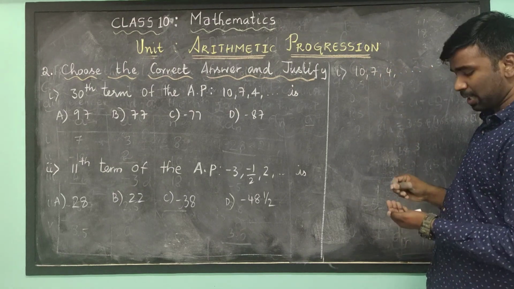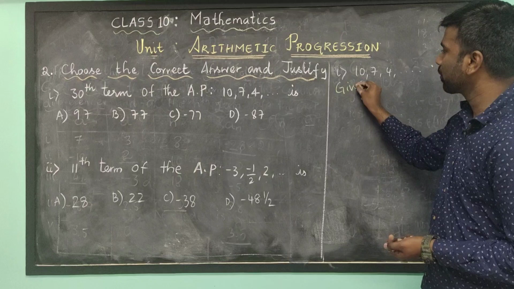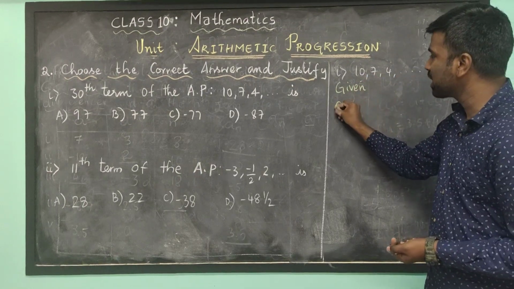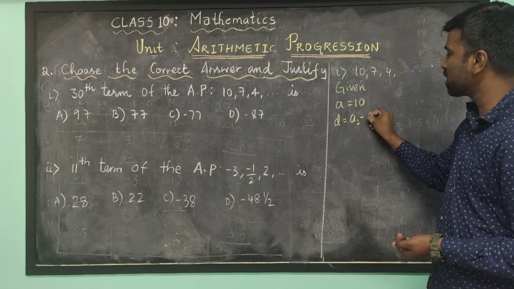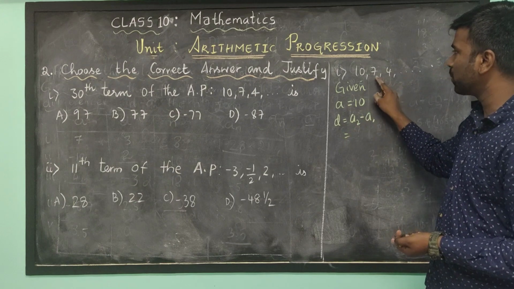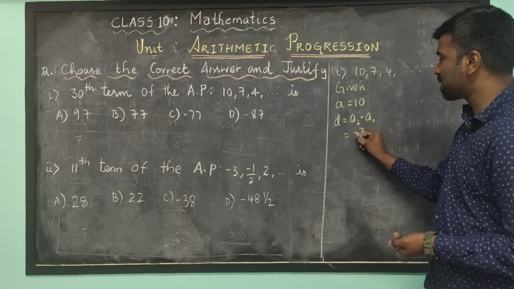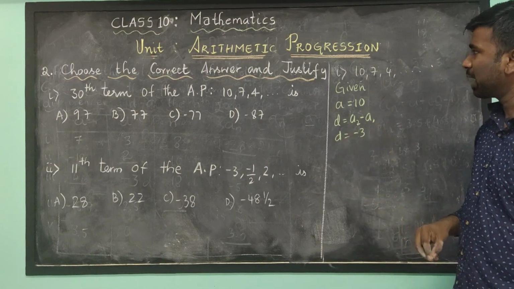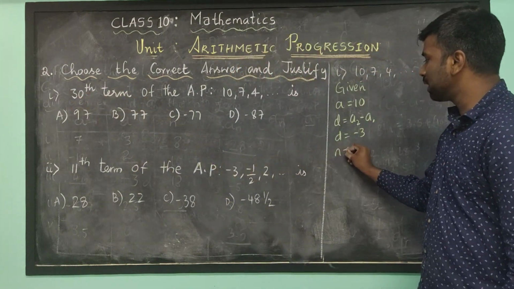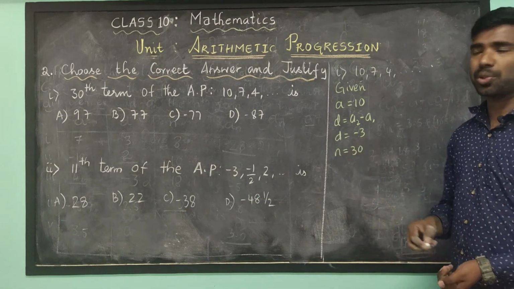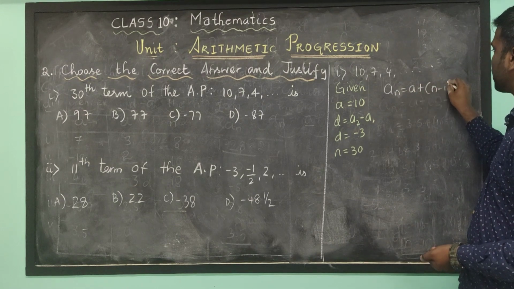Now from this we'll write the given data. What is given? From this given AP we can write A, the first term as 10, then D equals what? It is A2 minus A1, that is, what is A2? 7 minus A1 is 10. 7 minus 10 is minus 3. So D equals minus 3. We should find out 30th term. Therefore, N equals what? It is 30. Which formula I should use now? Using AN equals A plus N minus 1 into D.